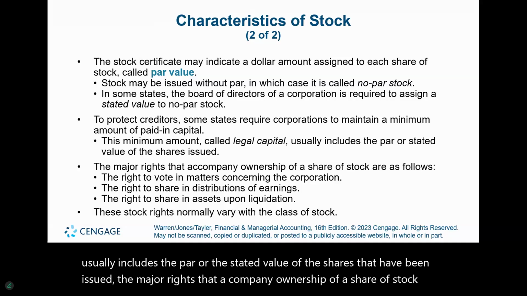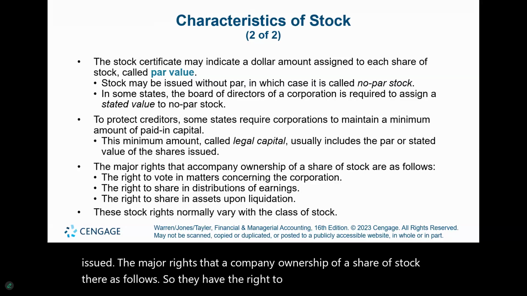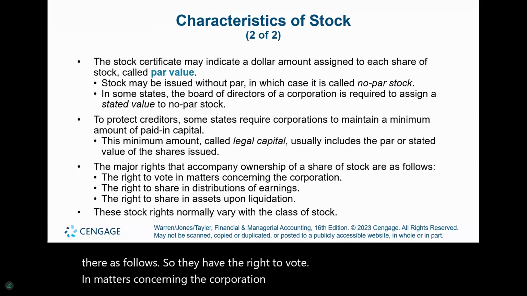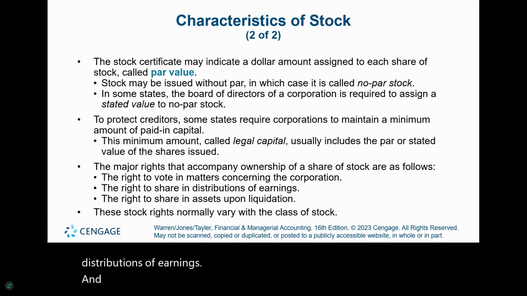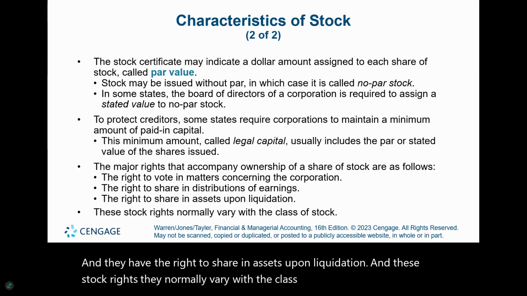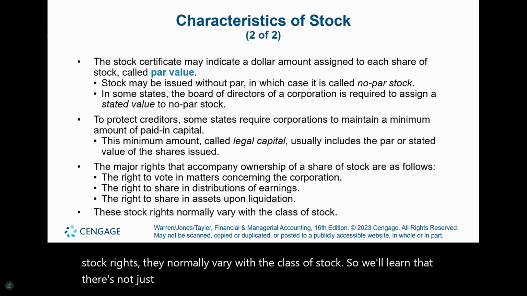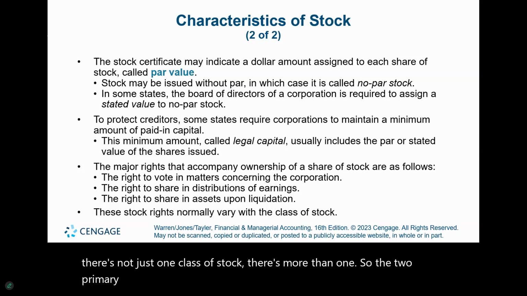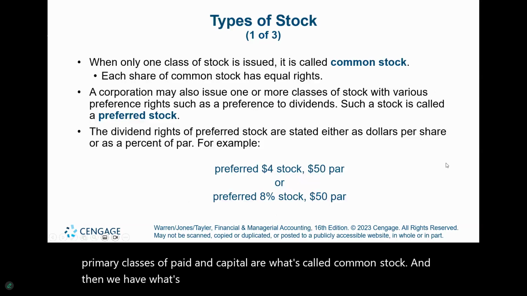They have the right to vote in matters concerning the corporation. They have the right to share in the distributions of earnings, and they have the right to share in assets upon liquidation. And these stock rights normally vary with the class of stock. So we'll learn that there's not just one class of stock, there's more than one. So the two primary classes of paid-in capital are common stock and preferred stock. When only one class of stock is issued, it's called common stock.